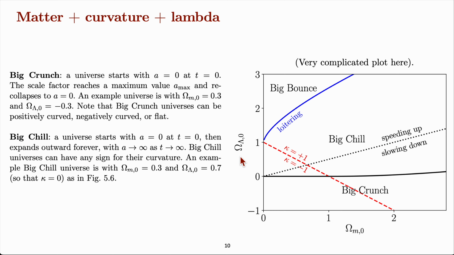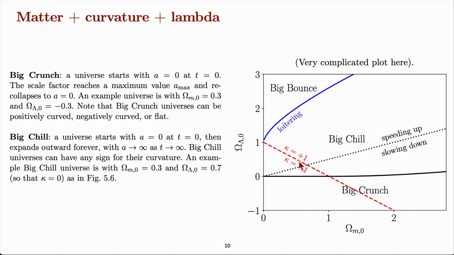And I explained this, and I'd like to show this plot where you have a two-dimensional plane of omega lambda 0 and omega m0. So depending on the set of these two values, you have various situations. So it's a pretty busy plot. This blue curve corresponds to the two values of omega lambda 0 and omega m0 making the loitering universe. Above that becomes big bounce, below it big chill.